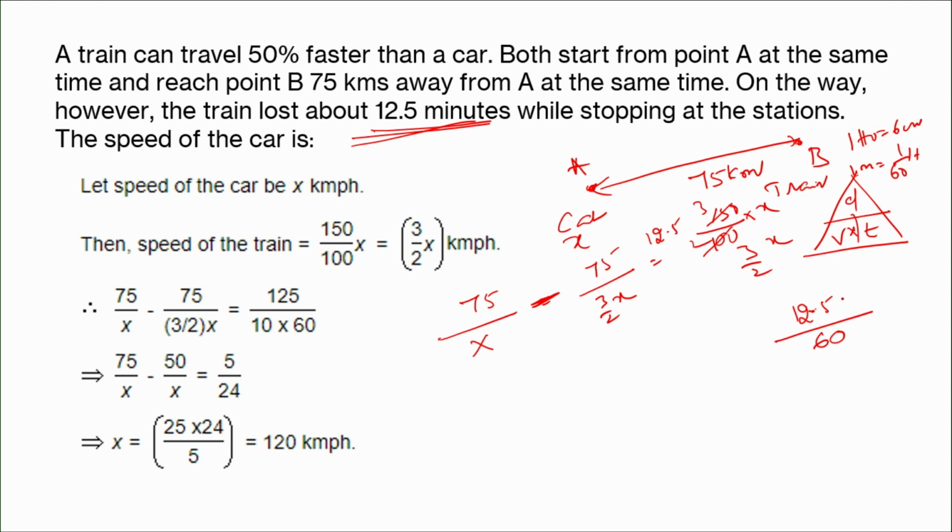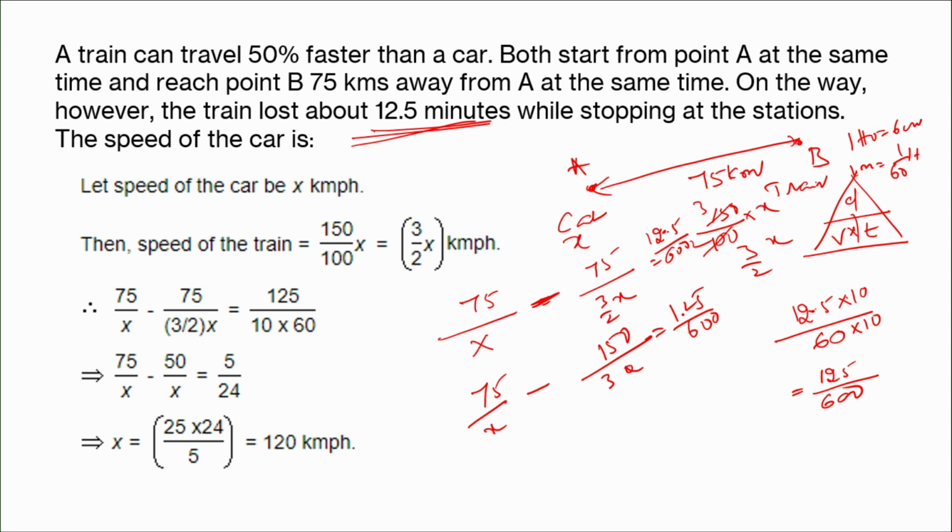12.5, now you have to multiply by 10 and of course divide by 10. Then it becomes 125/600. Understand? So, it is 125/600. Now, this 2 is dividing, so it will go up, means it is 75/x minus 150/3x is equal to 125/600.